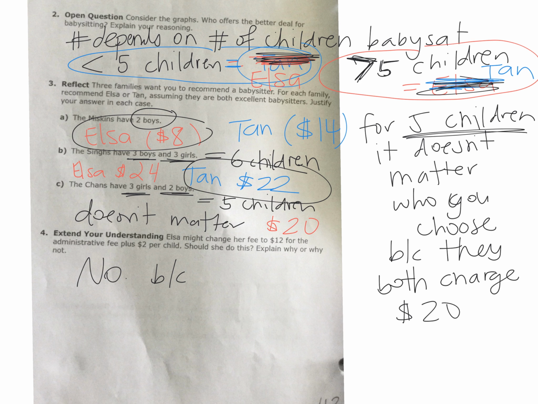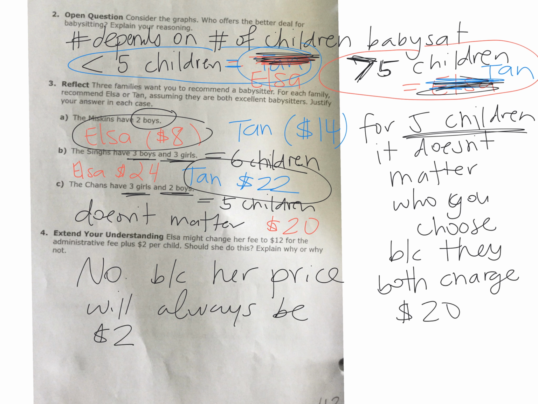No, because her price will always be $2 greater than Tan's, right? If she charges an administrative fee of $12, that's more than $10. She's always gonna be $2 more, and she's never gonna get any business.